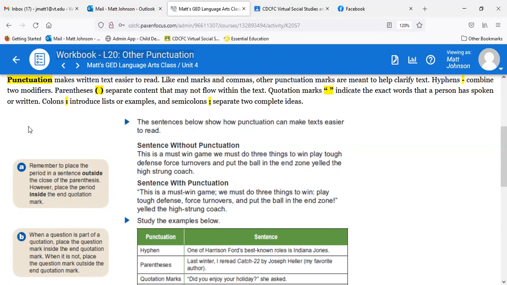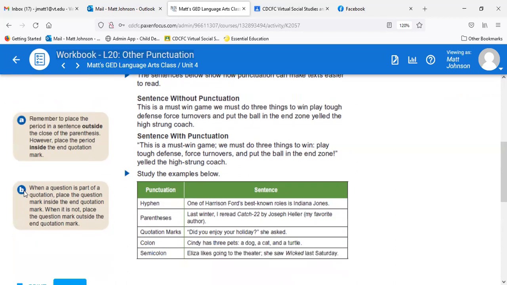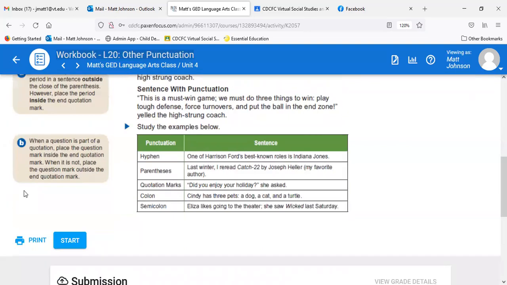And then it says, remember to place the period in a sentence outside the close of the parentheses. However, place the period inside the end quotation mark. Okay, so if you're ending with a set of parentheses, that period is going to fall after the parenthetical mark. The period will be the last thing that's a part of the sentence. If it ends in a quotation, though, the period will be inside the quotation mark, right?